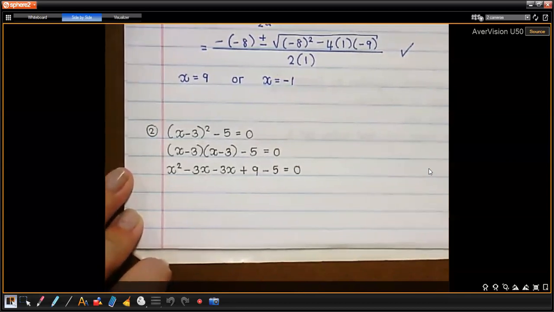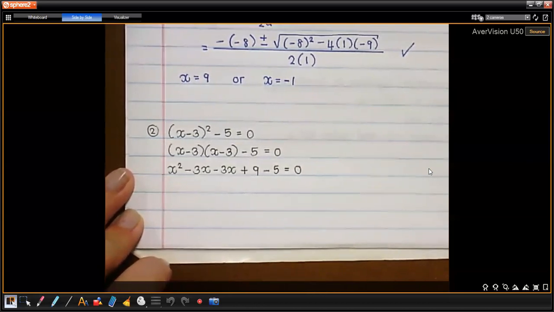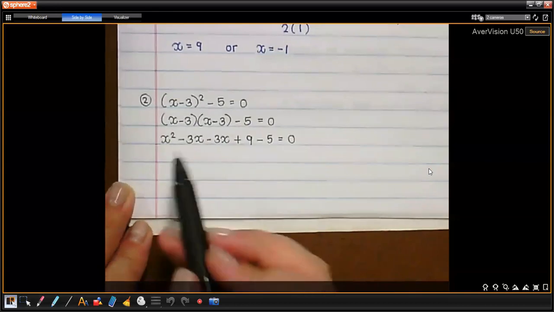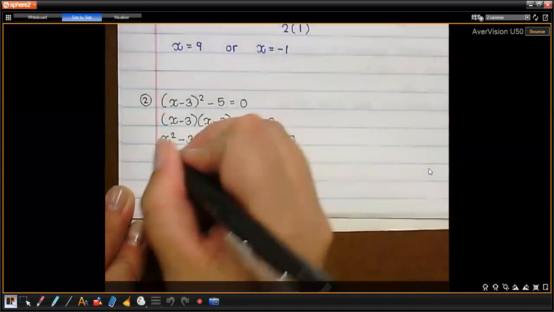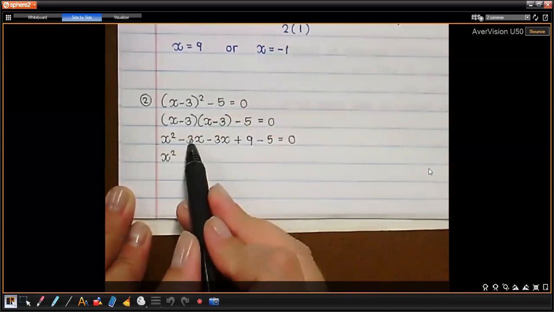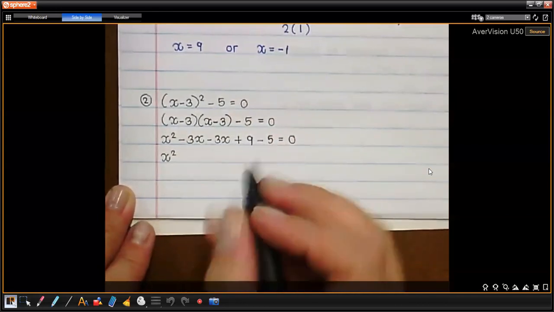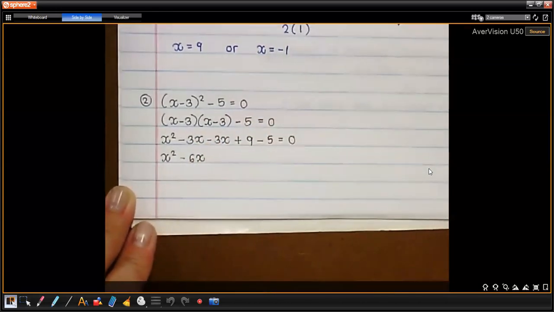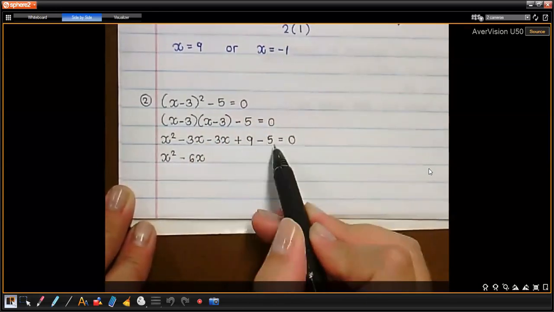Okay, we're getting there, right? It's closer to standard form now. We just have some like terms that we need to add together or subtract possibly. So x squared, is there another x squared term? No, it's the only one, right? So we have x squared. Okay, negative 3x minus 3x. That's negative 6x, right? And then we have positive 9 minus 5.